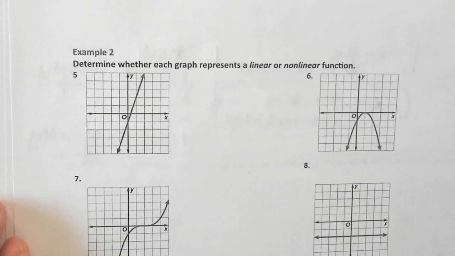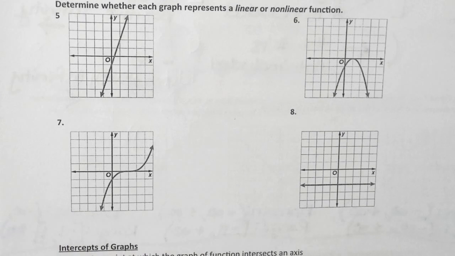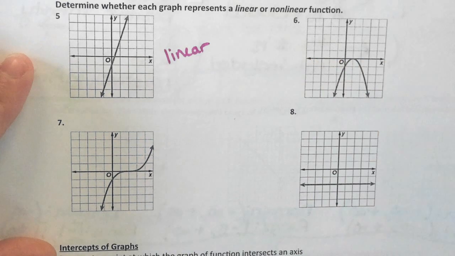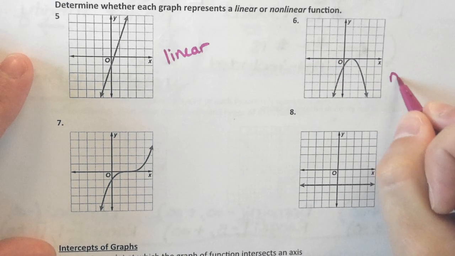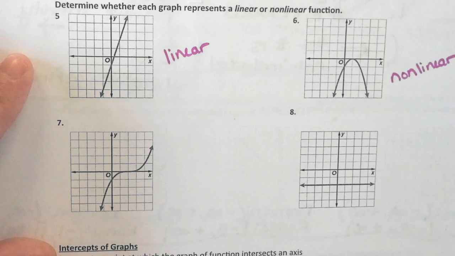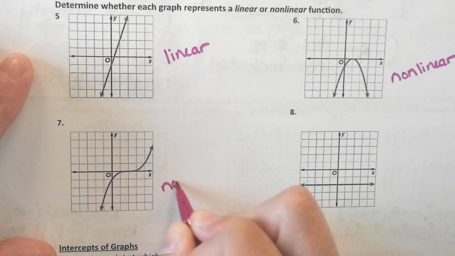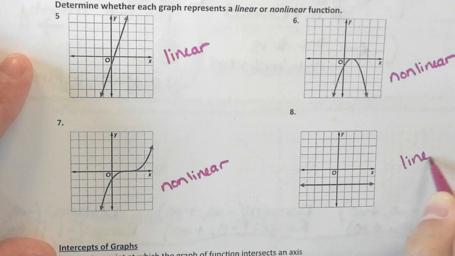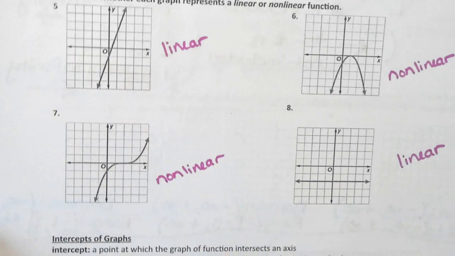These don't say justify, and these are even a little bit easier. They say linear or non. How about 5? Linear. How about 6? Non-linear. It's got some curvature to it. How about 7? Non-linear. How about 8? Linear. Okay, so some of them are just that easy.